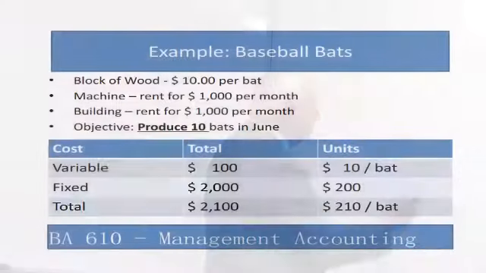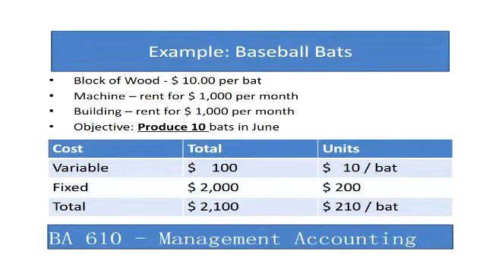So if we produce 10 bats in March, we would have the following costs: a variable cost and a fixed cost, and then we have total. If we have a variable cost of $10 a bat, the total cost for wood would be $100. The unit cost, again, $10. We have 2 costs that are fixed that do not change as our activity changes. One was the rent for $1,000 on the building, another was the rent on the machinery. So we have $2,000 of fixed cost, total of $2,100. So the total unit cost is $210.